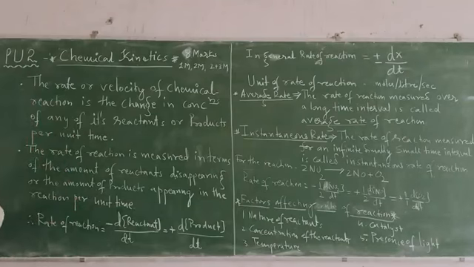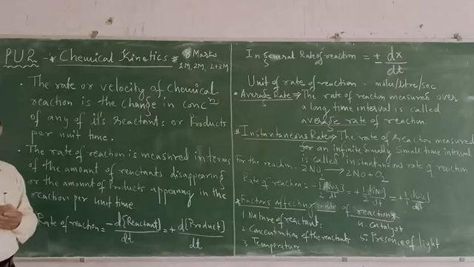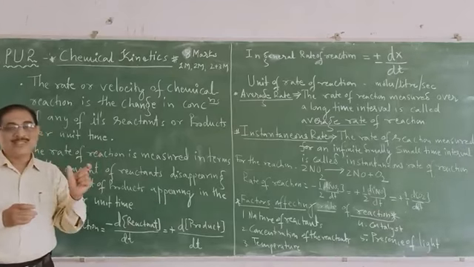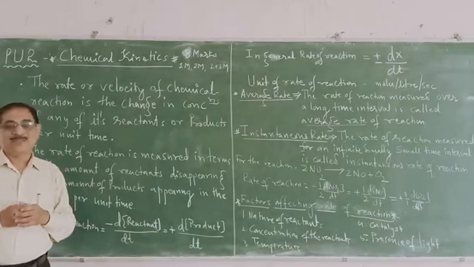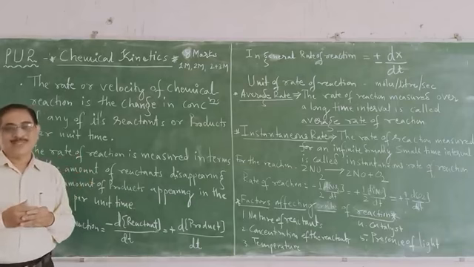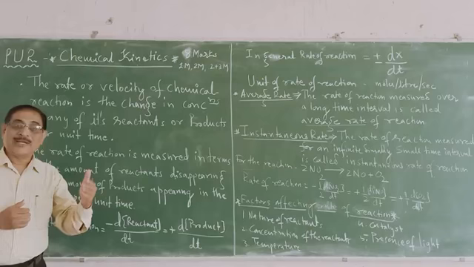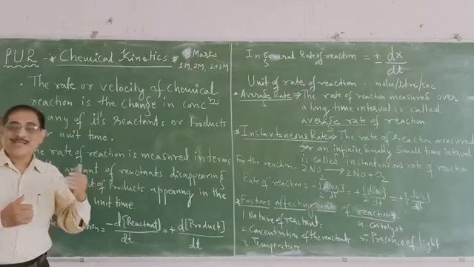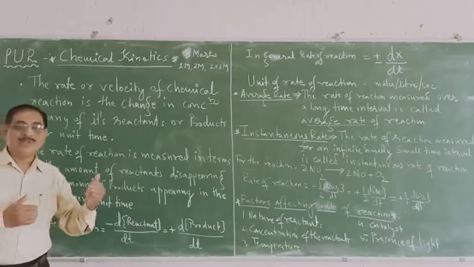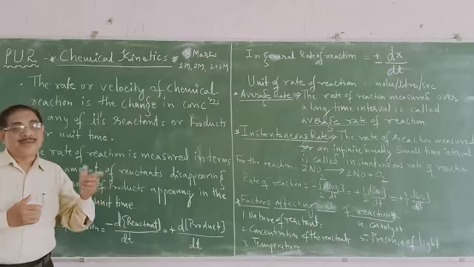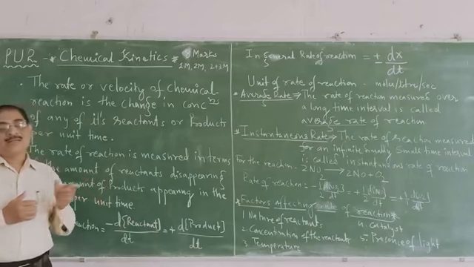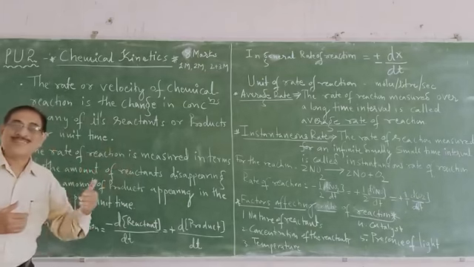Let us talk regarding chemical kinetics. It is the branch of chemistry which deals with the study of rate or velocity or speed of chemical reaction. Whenever a reaction takes place, it takes some time depending upon the nature of the reactant. So, in order to determine the speed, rate, velocity and the factors which affect the rate of reaction, we study this chapter.